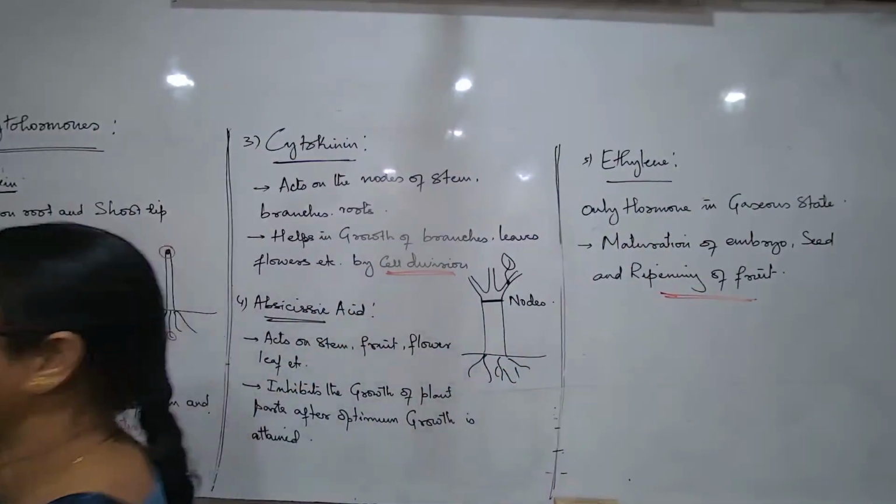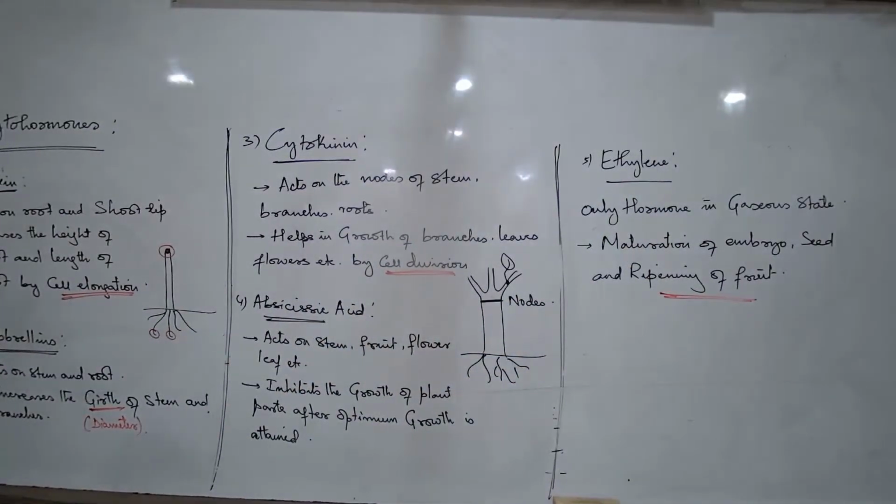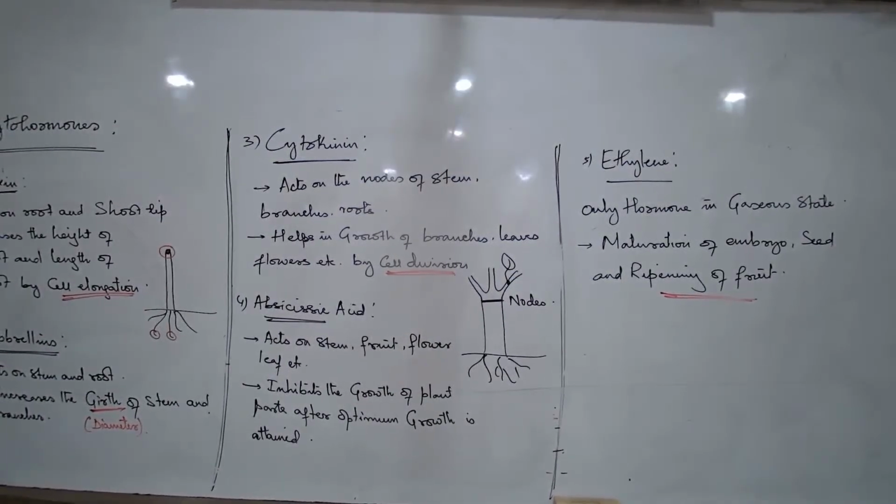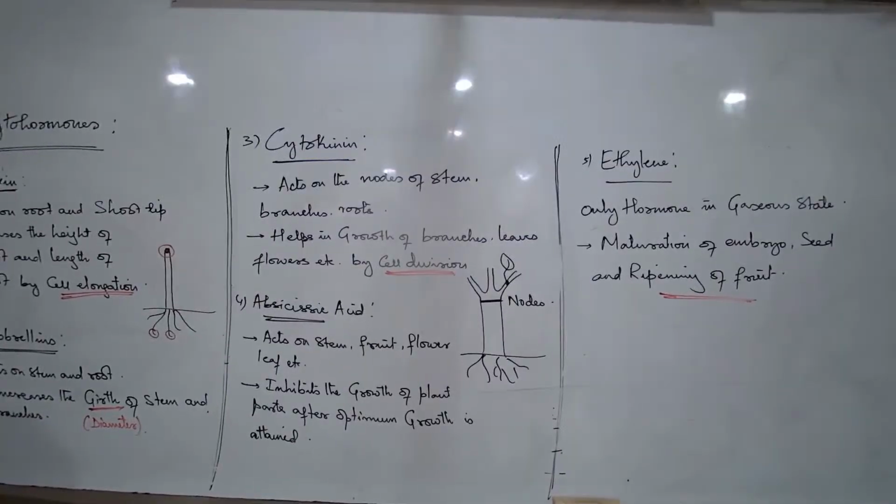So how many hormones for the plants have we studied? 5 hormones for the plants. What are the 5 hormones? Number 1 is auxin. Remember the job of auxin? Gibberellins, cytokinin, and ethylene. So 5 hormones and 5 types of actions there.